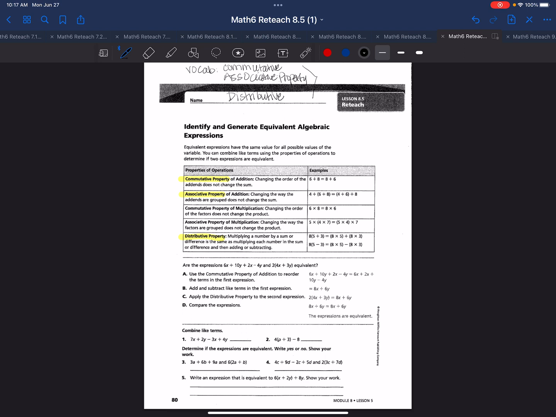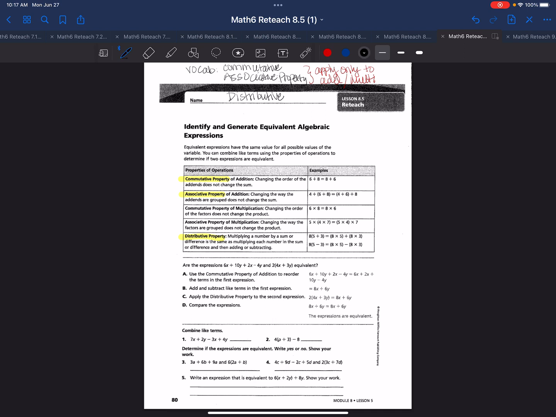Remember that when we're talking about commutative and associative properties, these only apply to addition and multiplication. They do not apply to subtraction and division. So that is something that you should really pay attention to.